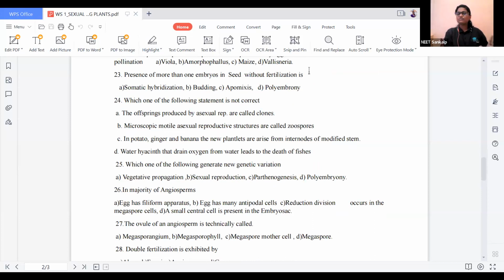In polyembryony, you do not get any fusion of gametes. So there you cannot see genetic variation at all. So option B, sexual reproduction is the right answer.